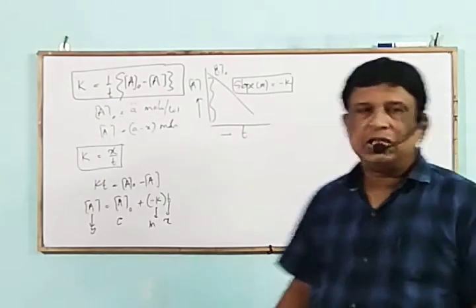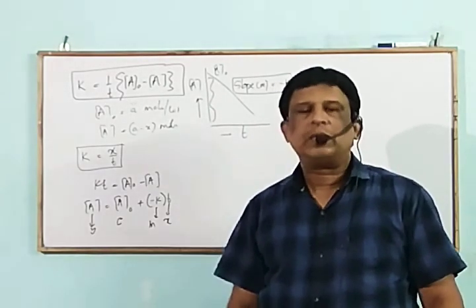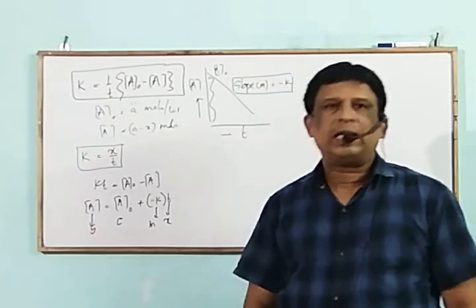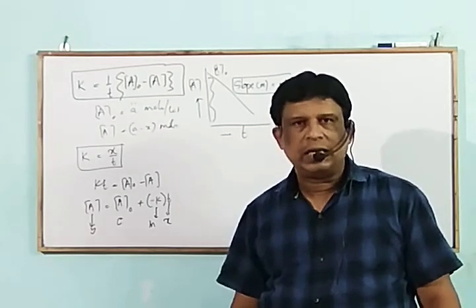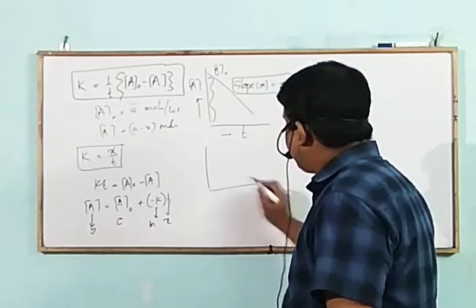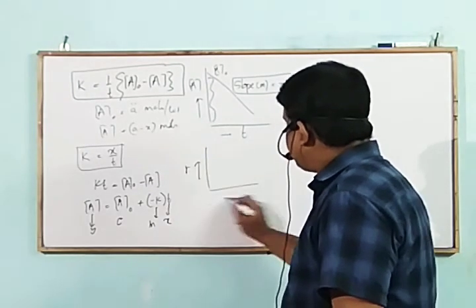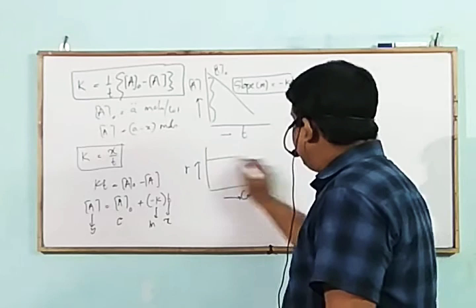And since it is a zero order kinetics, by definition the rate does not change with concentration. So if we go through the second graph, rate versus concentration, that is the graph.